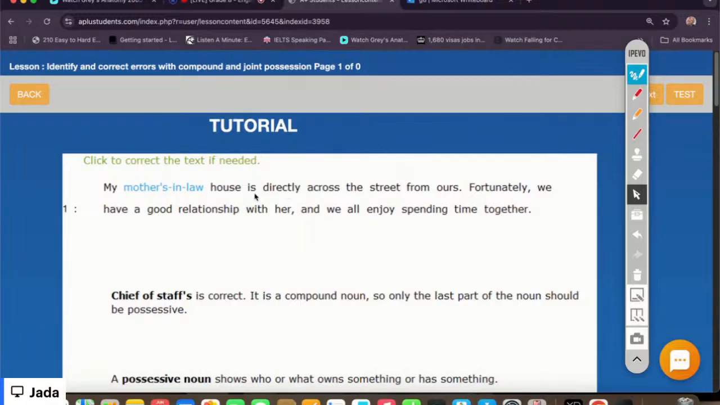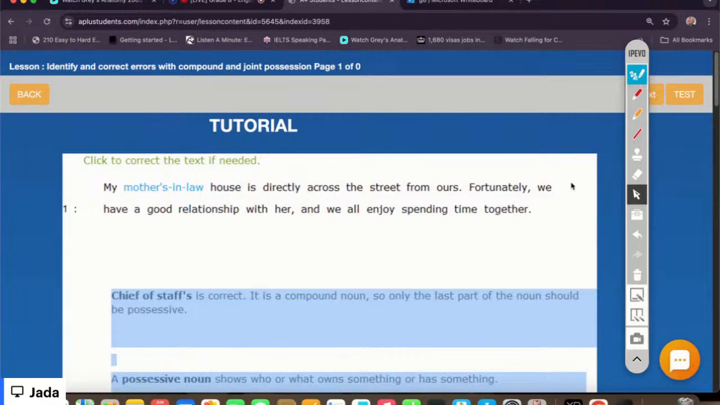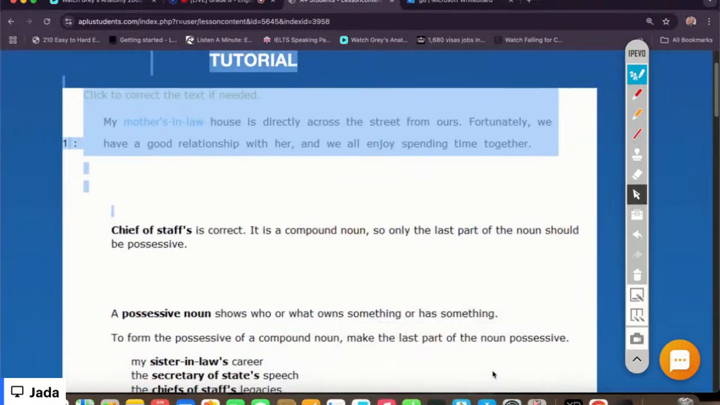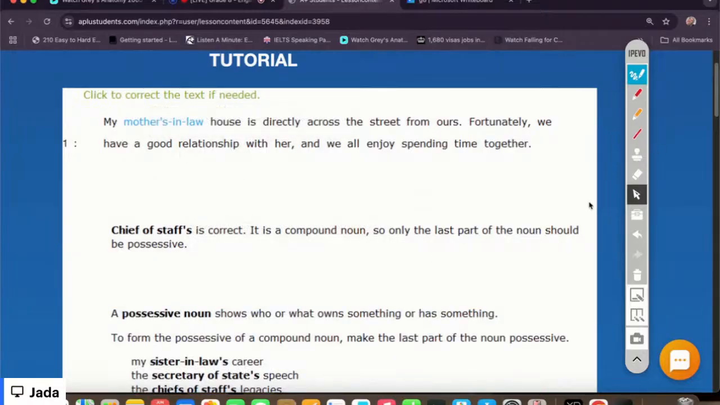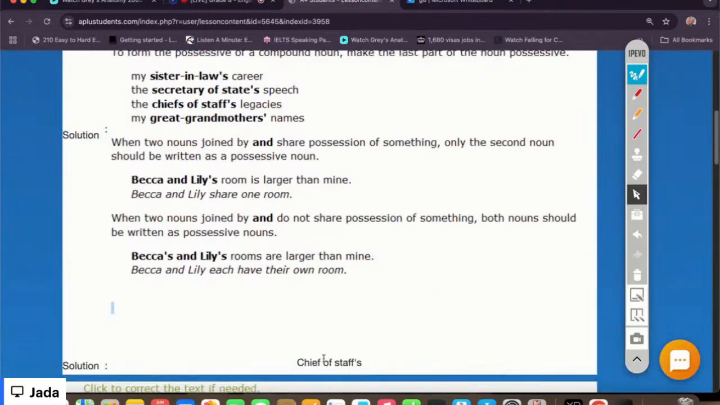My mother's in law house is directly across the street from us. Fortunately, we have a good relationship with her and we all enjoy spending time together. As you can see here, it says mother's in law, but that's wrong because we need to put the possession at the last part. So it's supposed to be in-law's that has the possessive form.